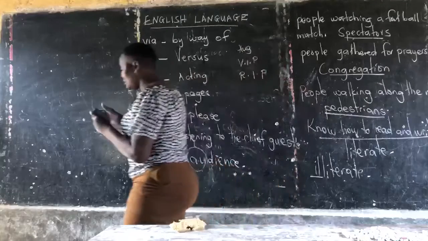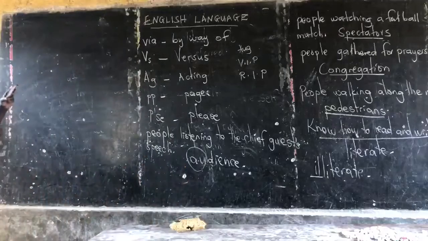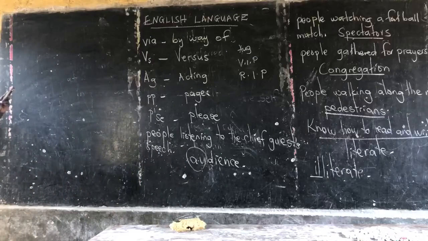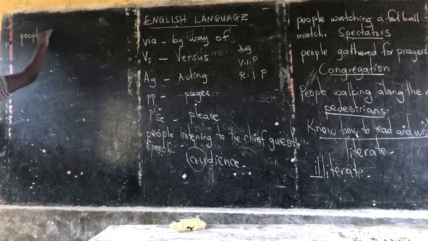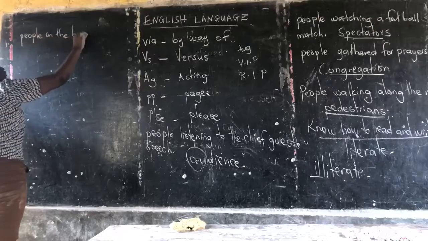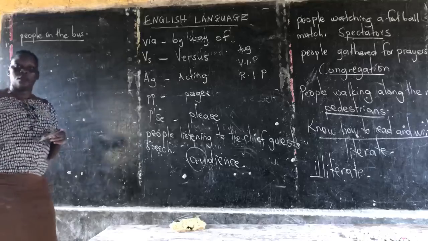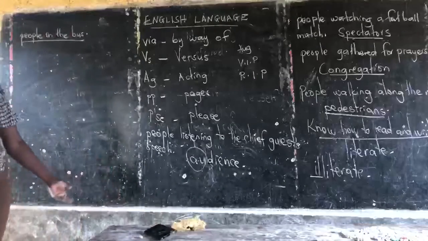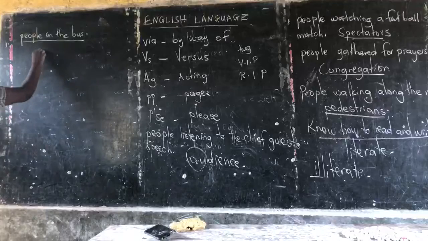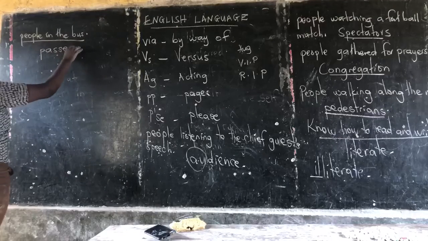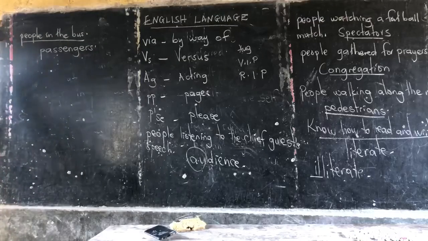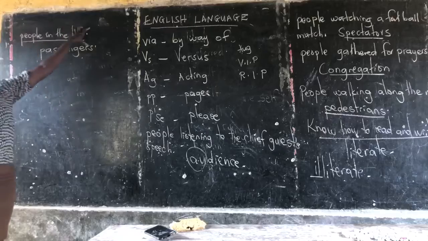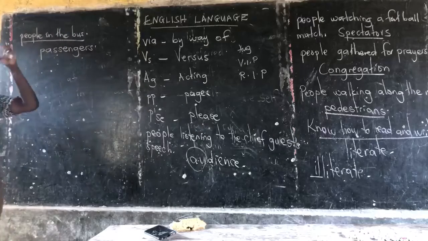Now, next, we are still dealing with one word, the underlined group of words. The conductor asked the people in the bus, people in the bus that are traveling. How do you call people traveling? Those ones are called the passengers. They have said the people, that is why we are giving the answer in plural form. Should they say a person traveling, that one is called a passenger.